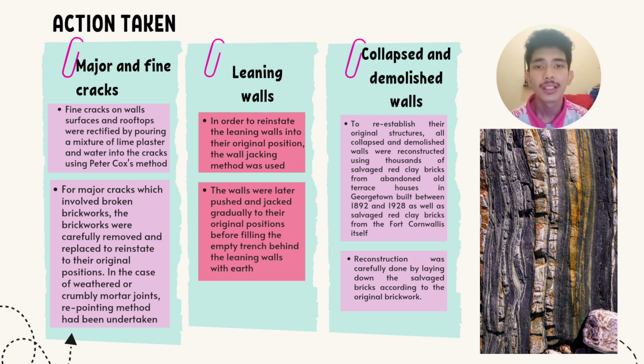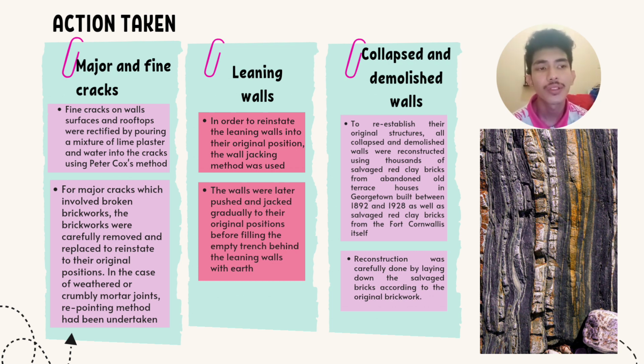Number 2, leaning walls. In order to restore the leaning walls to their original position, the wall jacking method was used. This is in view of minimum disturbance to the wall structure. The first step taken in the method was removing 60 to 75 cm deep of earth behind the leaning wall, while raking shores were used to provide temporary support to the leaning wall.